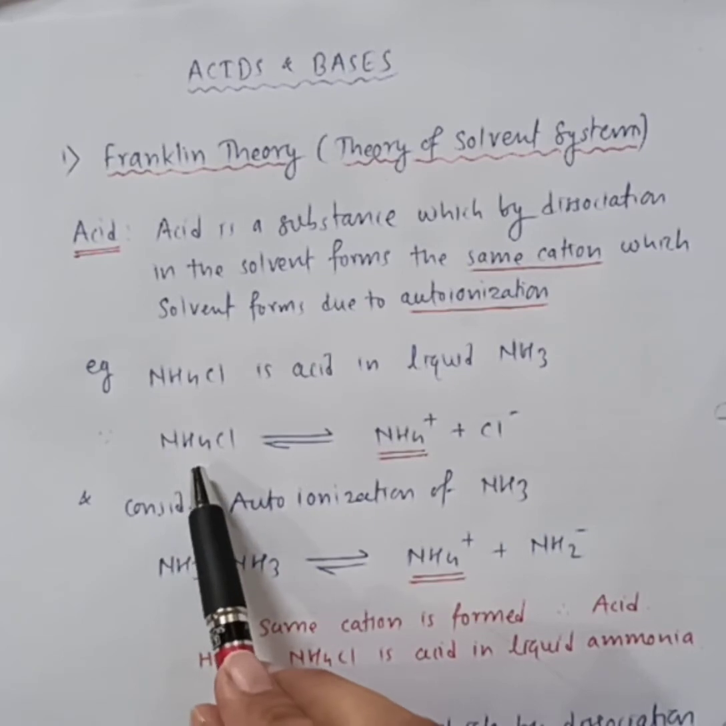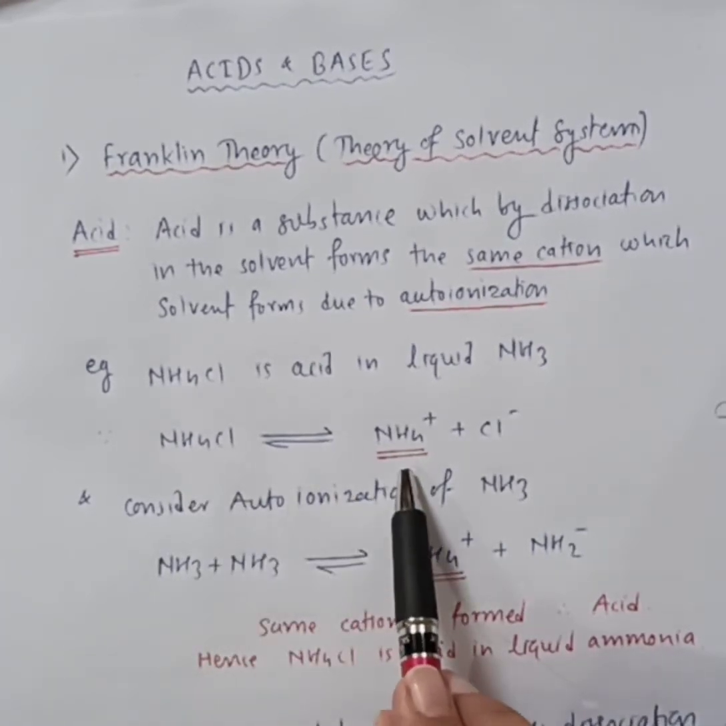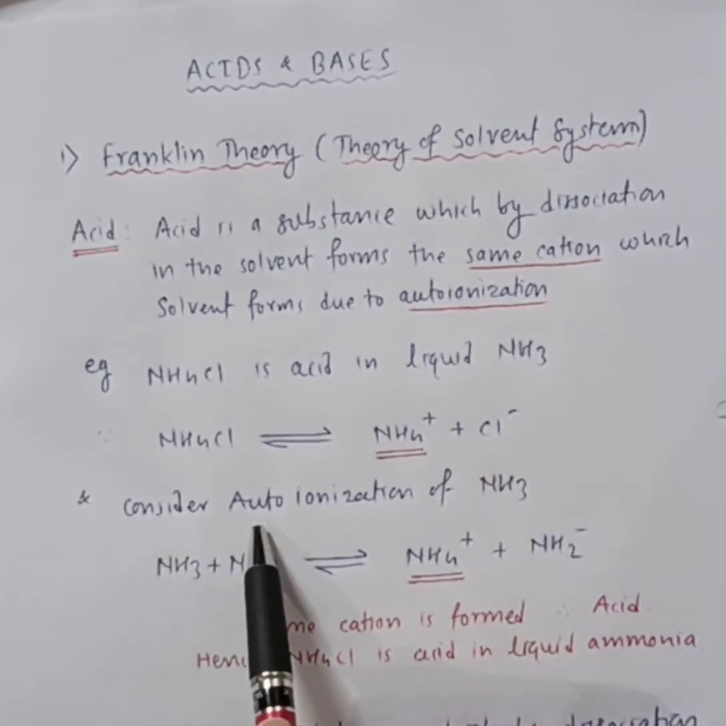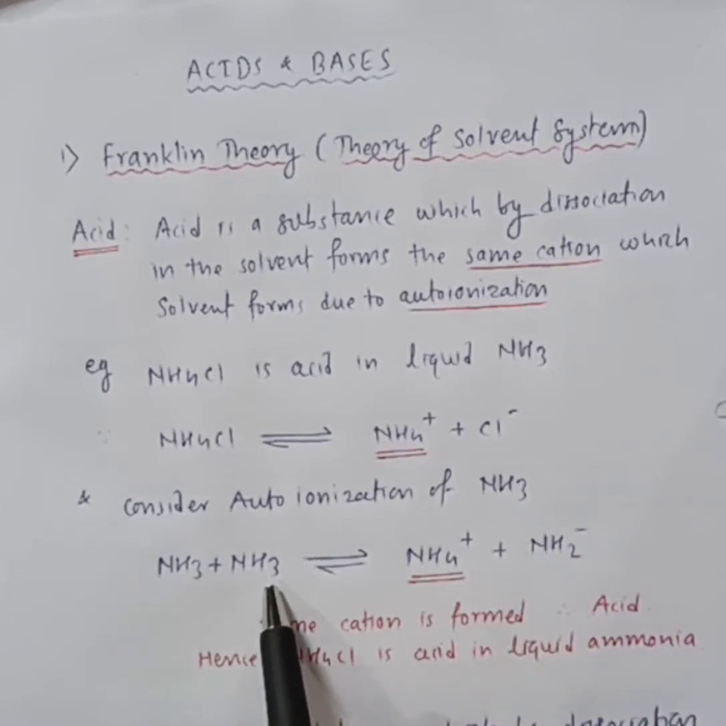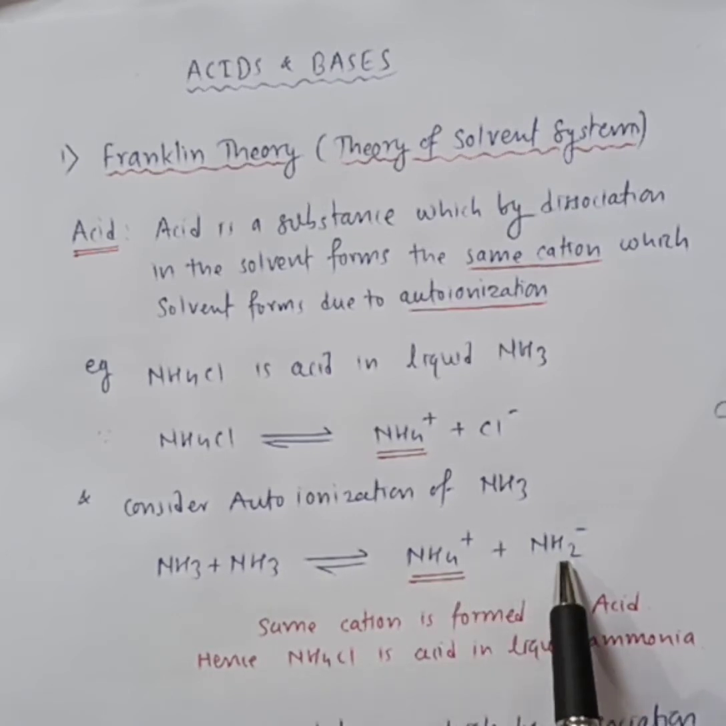What will be the dissociation of NH4Cl? NH4Cl will give you NH4+ cation plus Cl- as an anion. And now consider the auto-ionization of ammonia. NH3 will react with itself, that is auto-ionization, and give you NH4+ and NH2-.